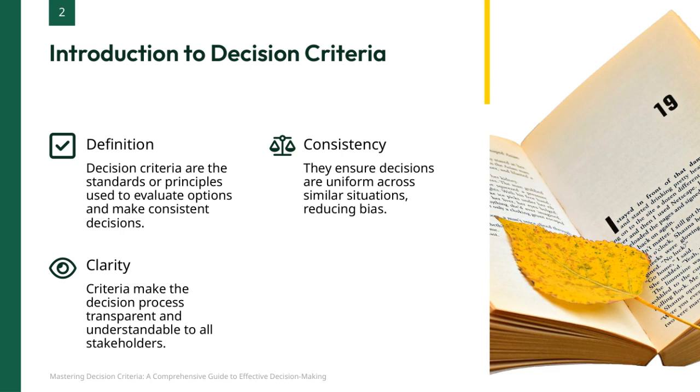Finally, clarity is crucial. Well-defined criteria make the entire decision process transparent and easy to understand for everyone involved. When all stakeholders see the basis for decisions clearly, it fosters better communication and smoother collaboration. Together, these three elements, definition, consistency, and clarity, form the foundation for making informed and fair decisions every time.